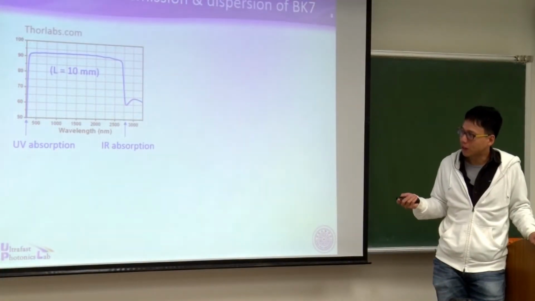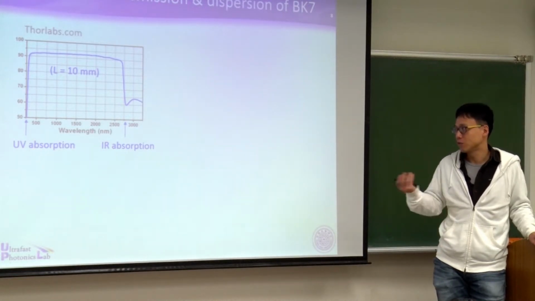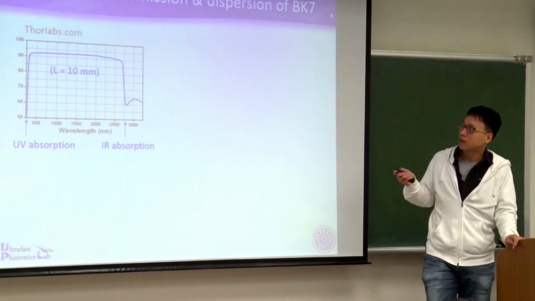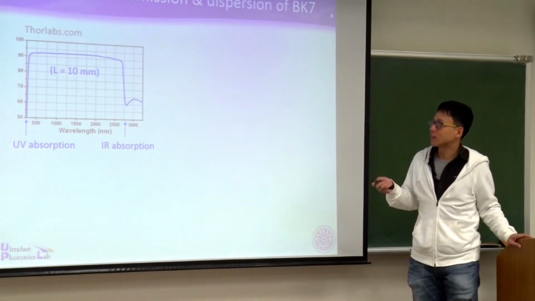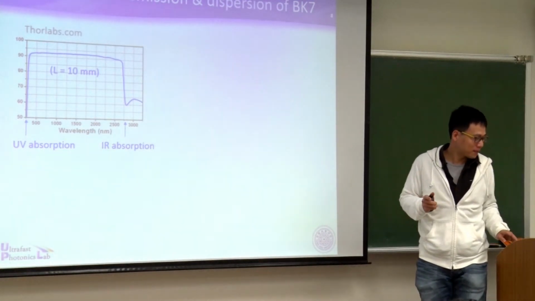UV absorption can be down to 170 nanometers, so it's pretty flexible. If you want to access UV optics, you might need UV grade silica instead of BK7. This is no longer a good choice.